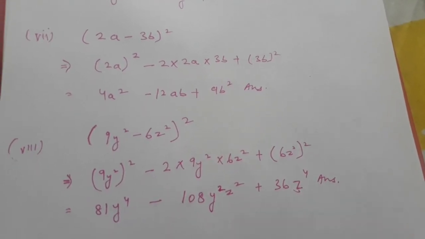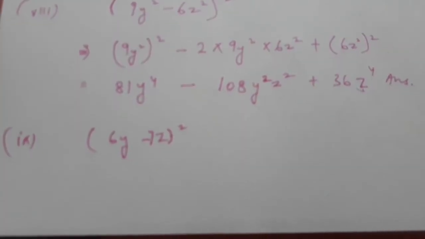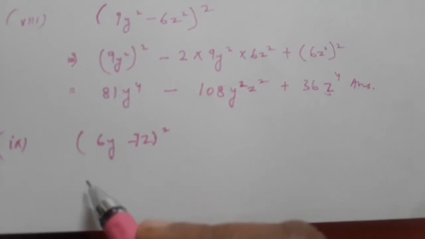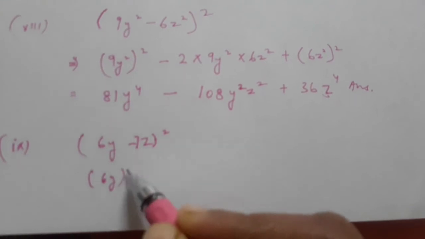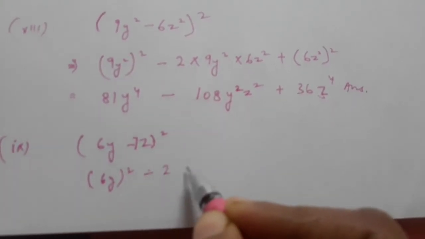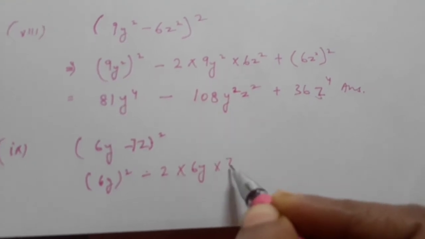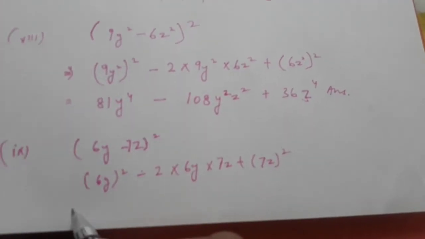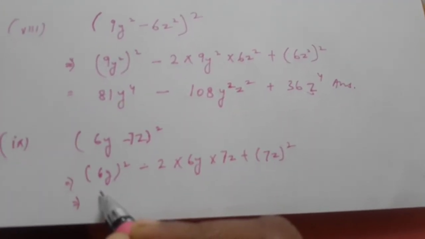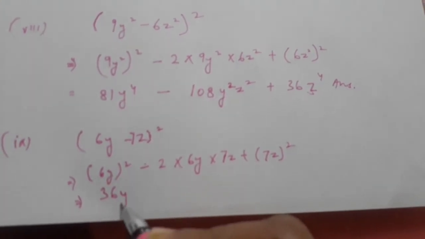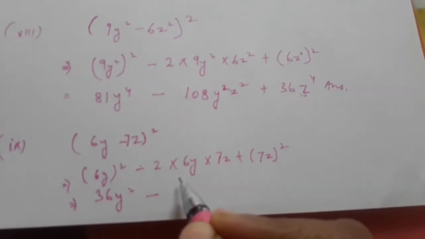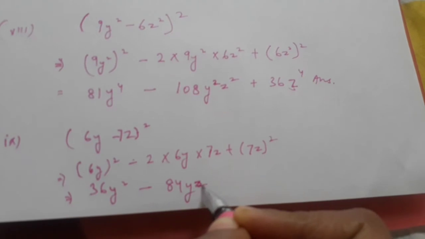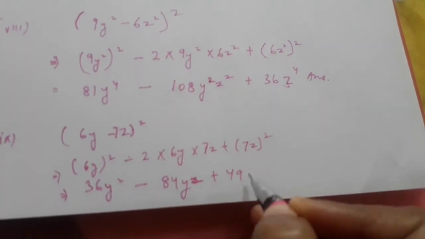So let's move to the 9th part. The 9th part of question number 3 is (6y − 7z)². So a², that is (6y)², minus 2 into 6y into 7z plus b², that is (7z)². So that would be equal to 6 sixes are 36y² minus 6 sevens are 42, 42 twos are 84yz, plus 7 sevens are 49z².